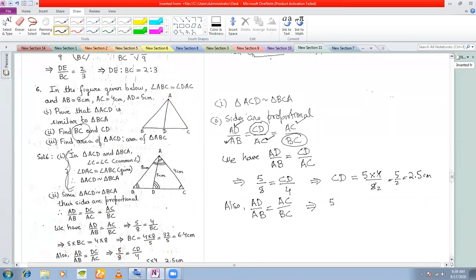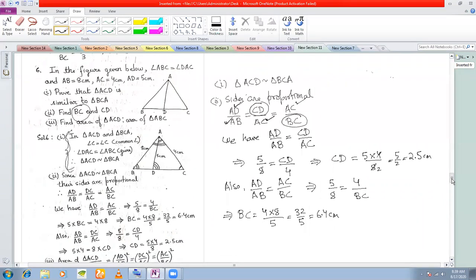So this is 5 by 8, AD by AB. This is given. And AC again is given to be 4 centimeters. And we need to find BC. So we write BC as it is. So we get BC is equal to 4 into 8 divided by 5. 32 by 5. 6.4 centimeters. So we have managed to find out both the sides.